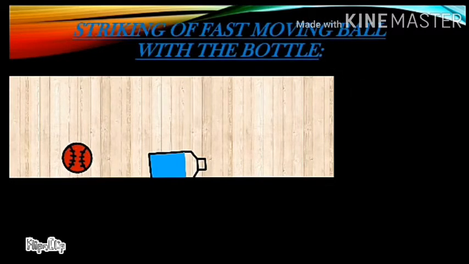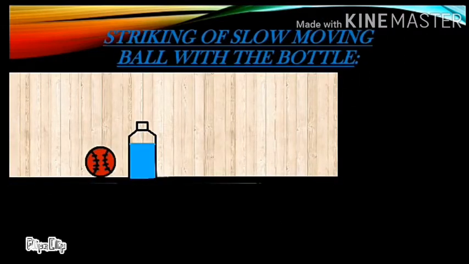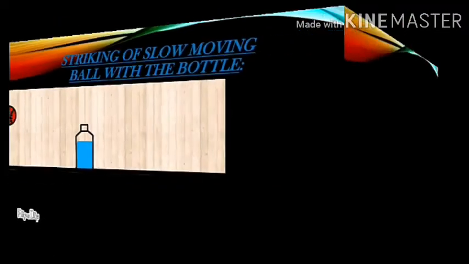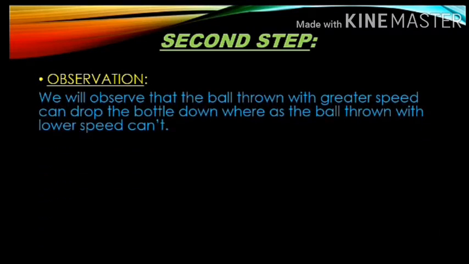Striking a fast moving ball with the bottle. Striking of a slow moving ball with the bottle. Observation. We will observe that the ball thrown with greater speed can drop the bottle down, whereas the ball thrown with lower speed can't.